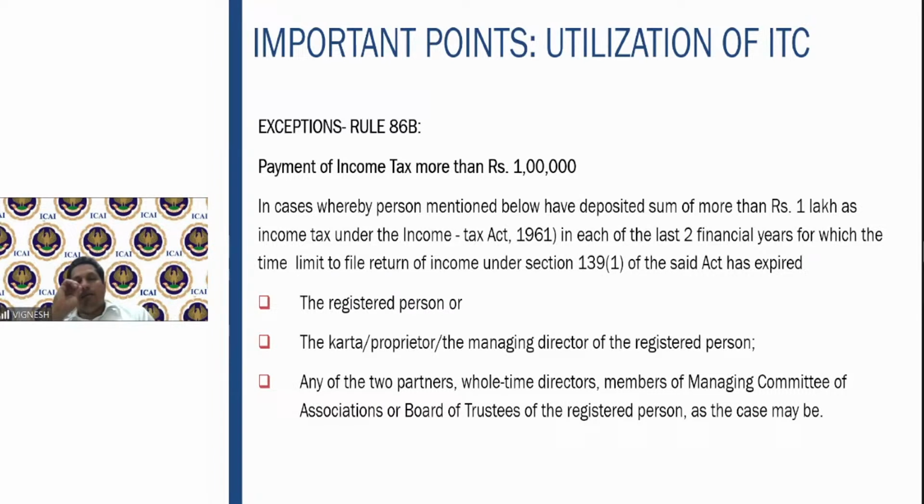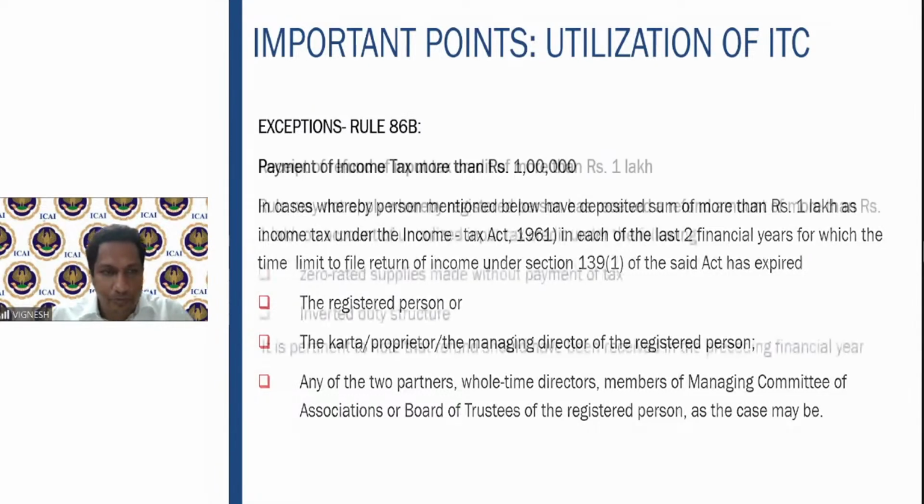So this 86B technically is not a very stringent provision, because a person who has 50 lakhs per month, that is, the registered person or Karta, proprietor or managing director, will definitely be paying minimum 1 lakh income tax. So 86B is not a very stringent and not a very tough section. It is pretty much a lenient section only, because if these people have paid 1 lakh rupees as income tax in the last 2 financial years, wherever the due date of IT filing is expired, then in that particular situation, this 86B will not apply.